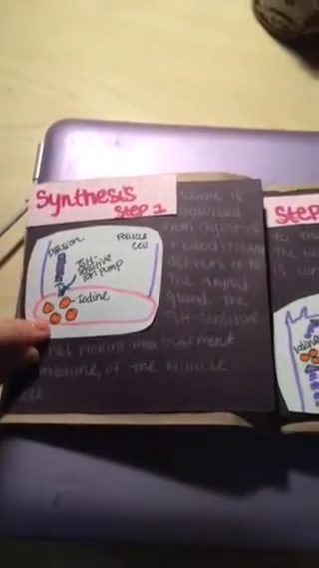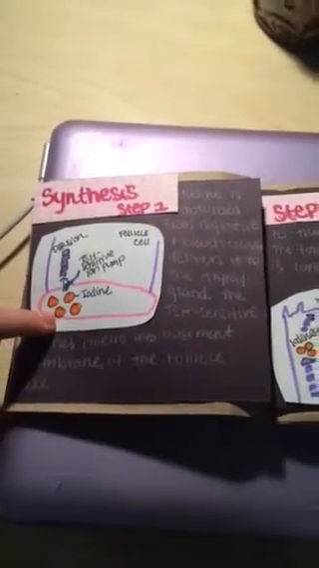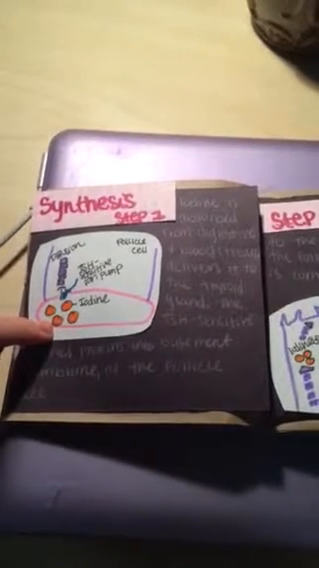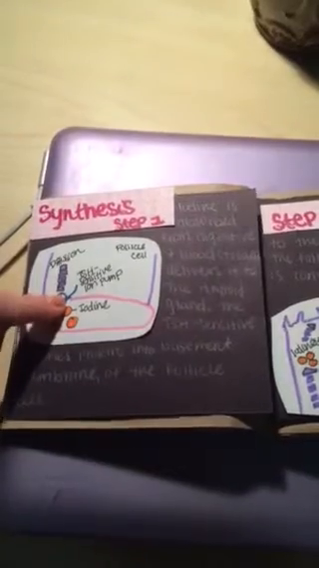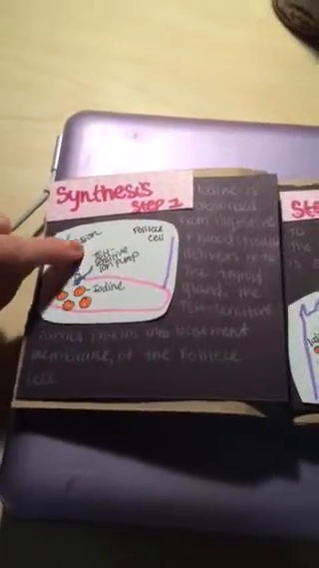Synthesis and regulation of the thyroid hormone. Synthesis. Step 1. Iodine is absorbed from the digestion and the bloodstream delivers it to the thyroid gland.